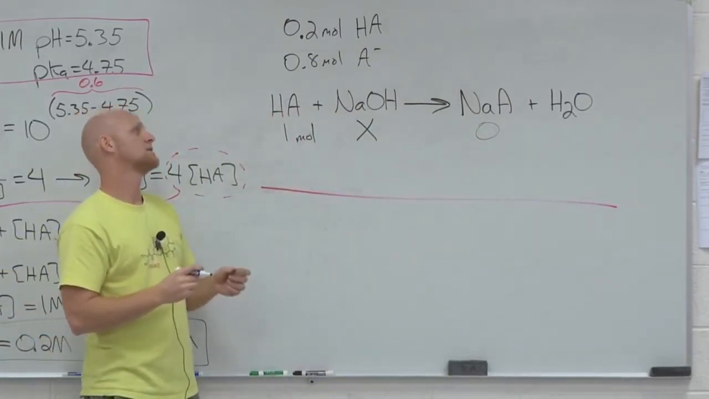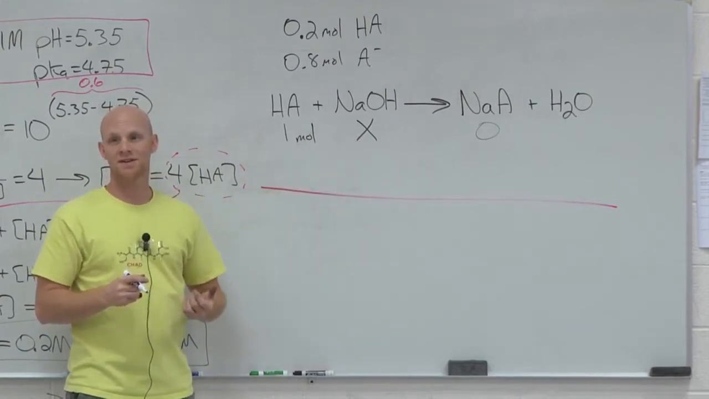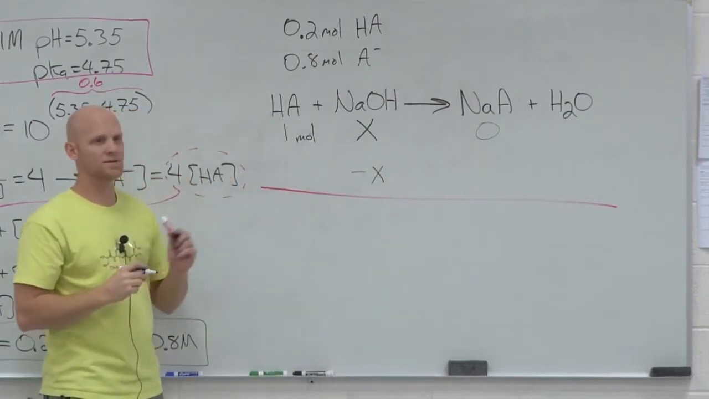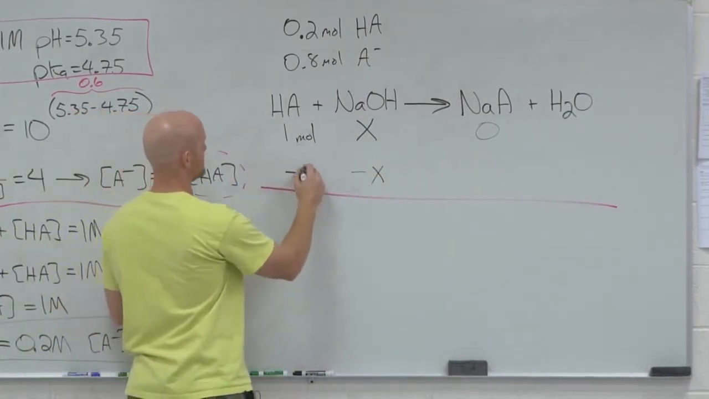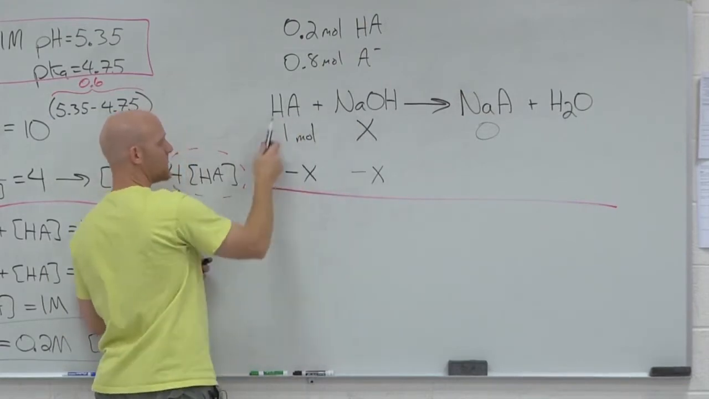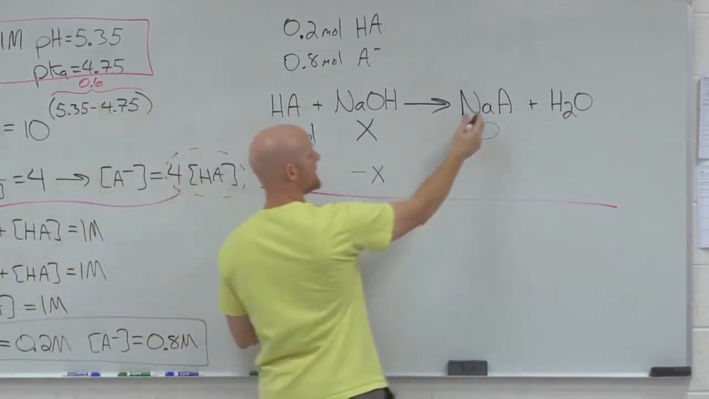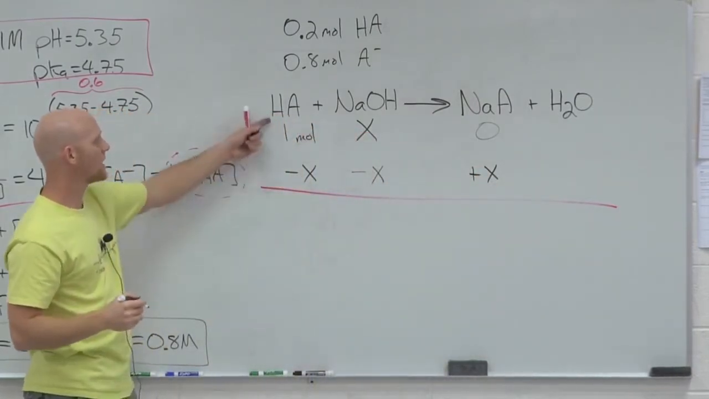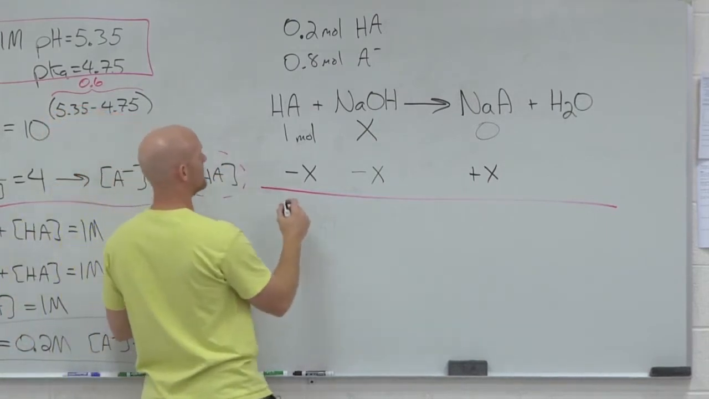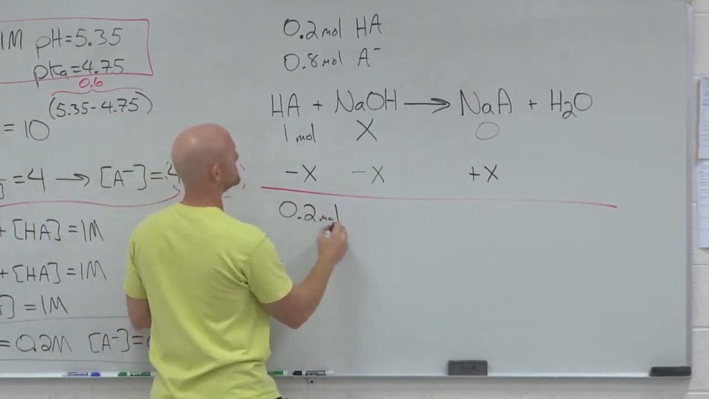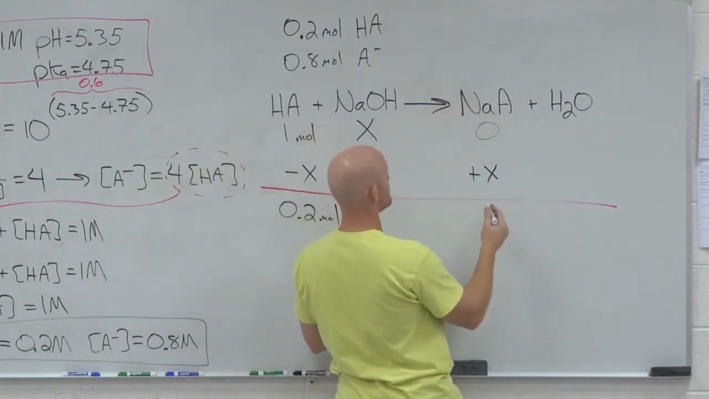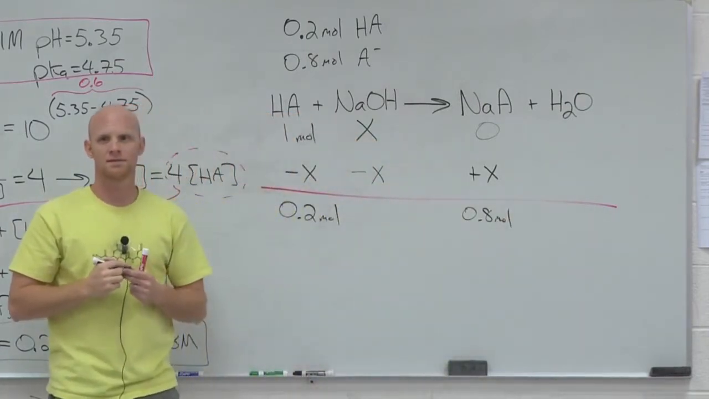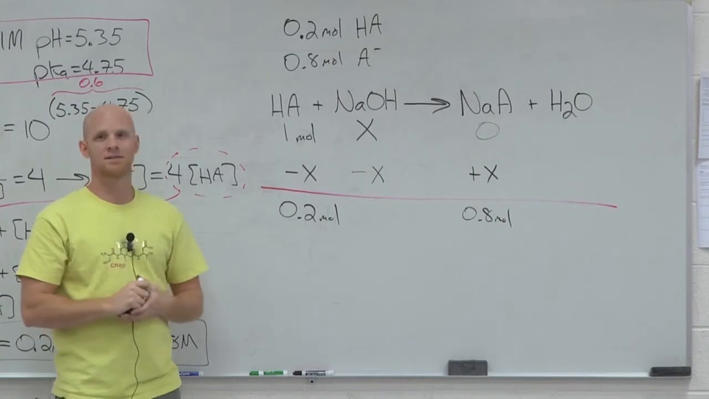Cool. So assuming NaOH is our limiting reagent, and it has to be for this to make a buffer, we're going to lose all of it. How much HA are we going to lose? Same amount. It's a 1-to-1 ratio. So if I lose X amount of NaOH, I have to lose X amount of HA. And how much NaA am I going to form? Plus X. And what I know is that when I'm done, how much HA do I have to end up with? 0.2 moles. And when I'm done, how much NaA, A- in this case, do I have to end up with? What's X? 0.8. X must be 0.8.